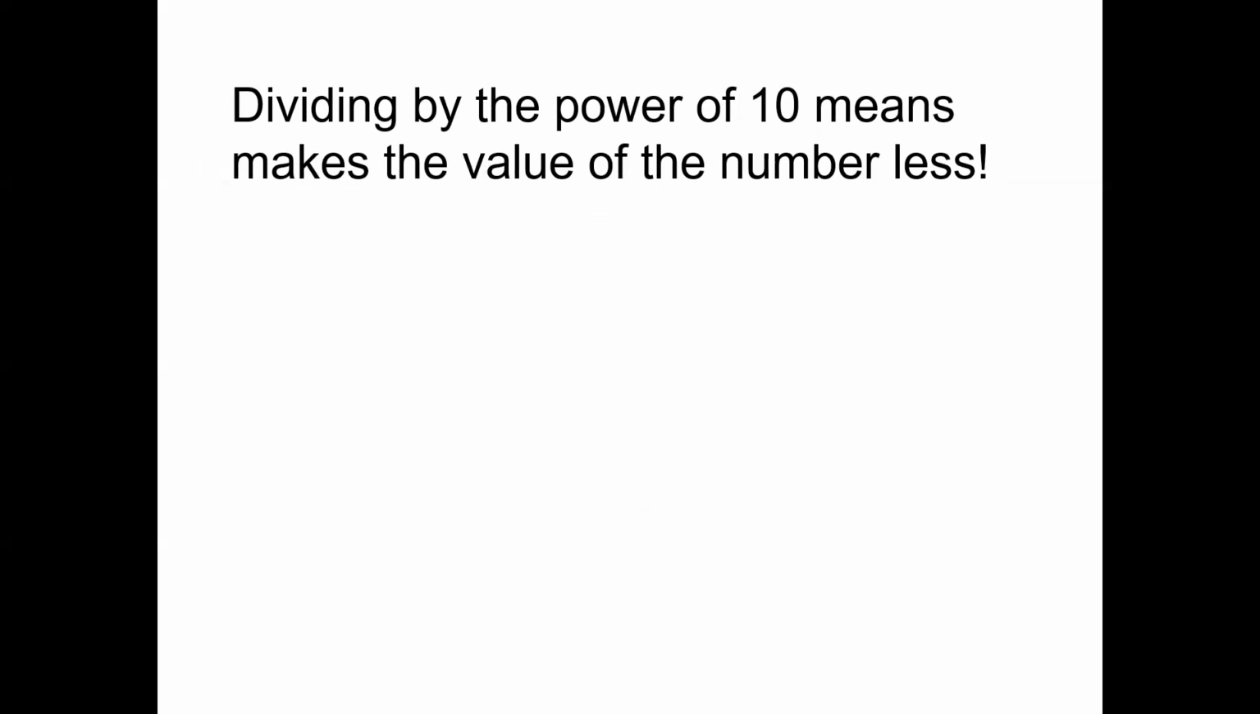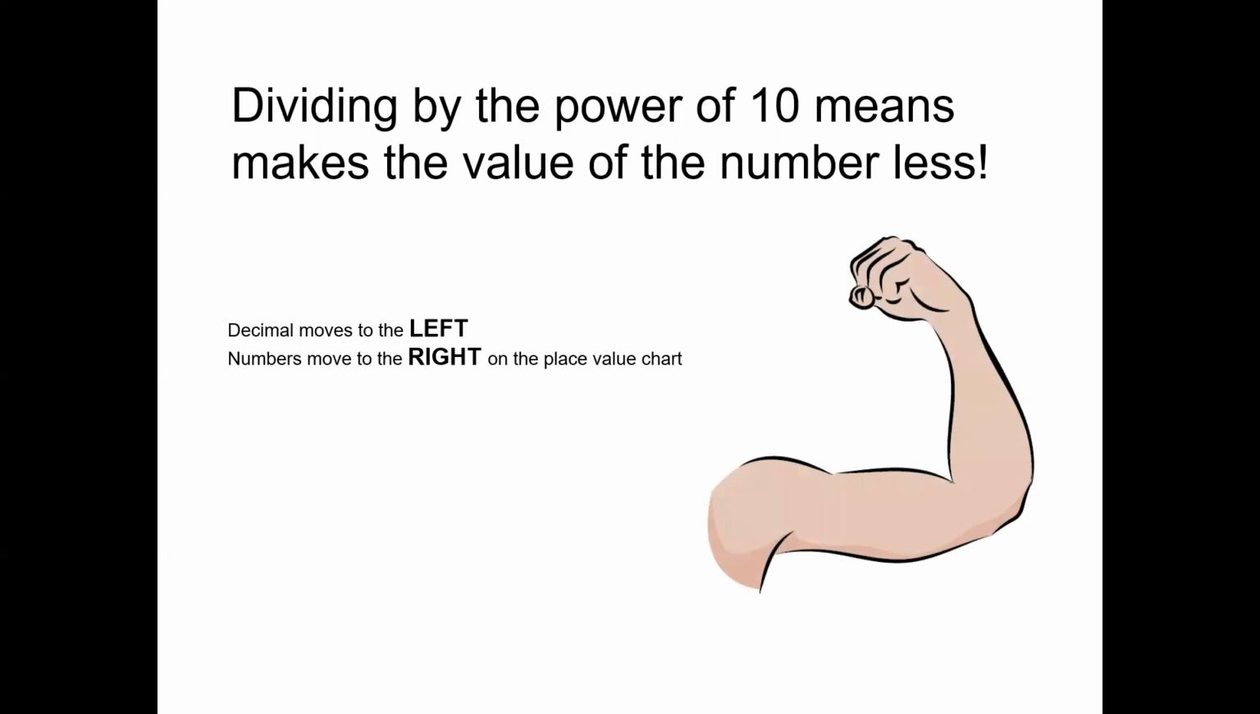Dividing by a power of 10 means make the value of the number less, meaning I have less money, less amount, less value. The decimal moves to the left while the numbers move to the right. So it switches, making your muscle or your number power down, making it smaller. So it powered down, right?